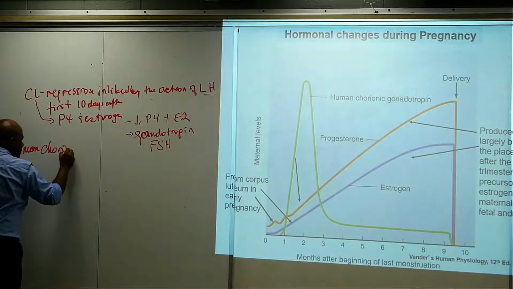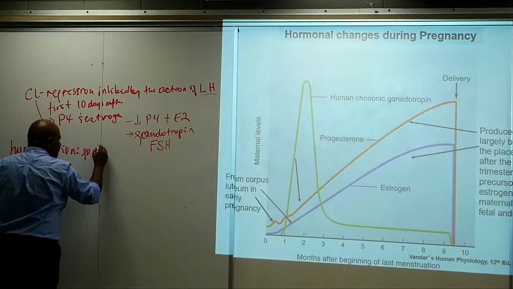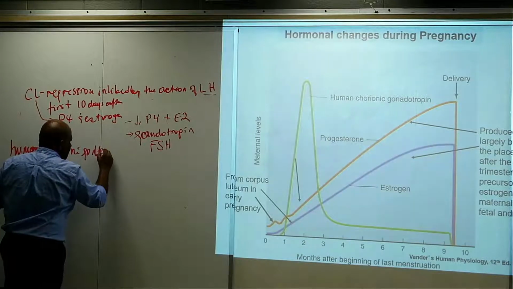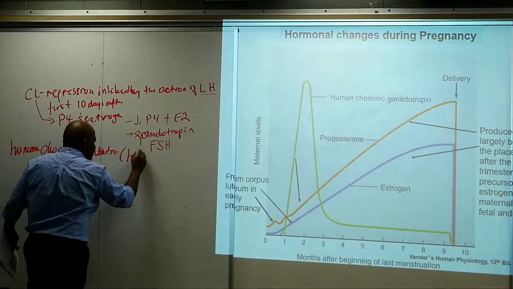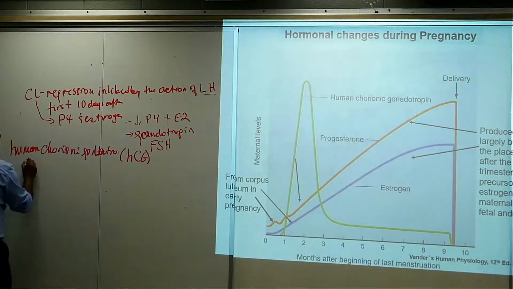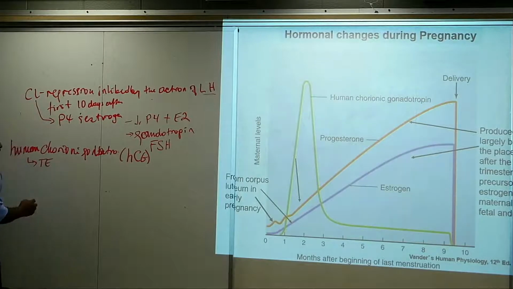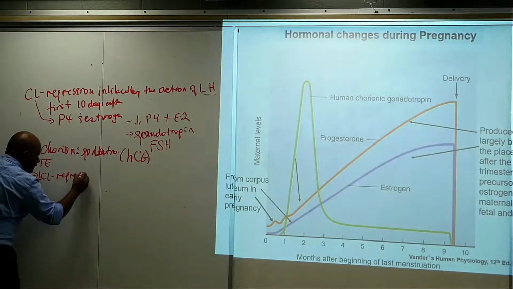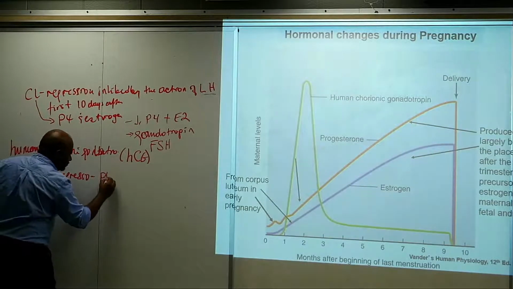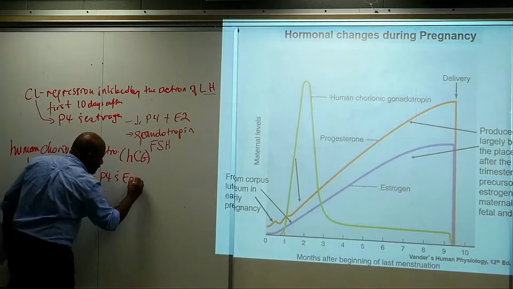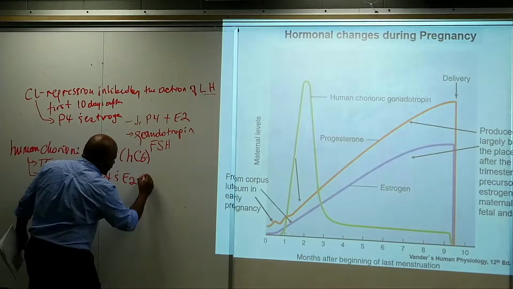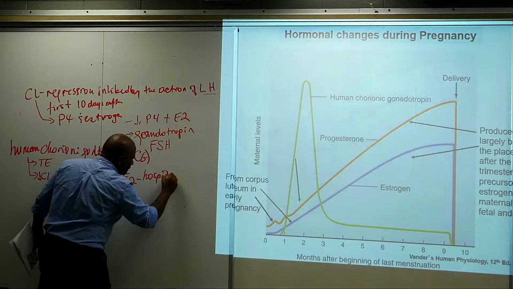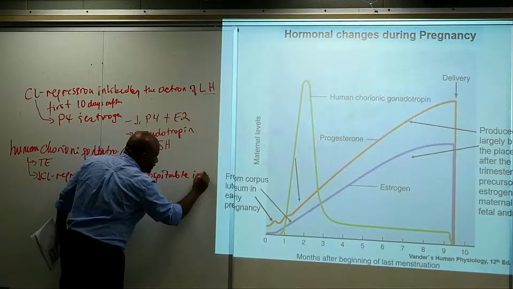chorionic gonadotropin, so-called HCG, secreted by the TE cells of the blastocyst, is inhibiting the corpus luteum regression, so that there will be a continuous supply of progesterone and estrogen to have a hospitable environment in the uterus.